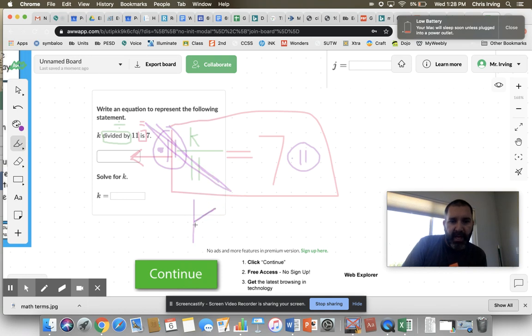So here we go. K equals 7 times 11, right? And you should all know that that is 77, right? 11 times 7 is 77. So K equals 77. So that's how you would do that problem.